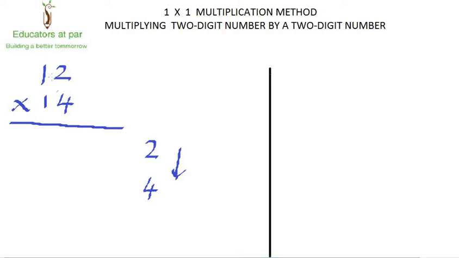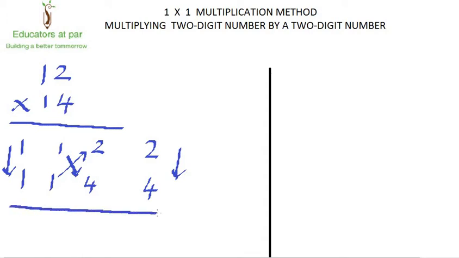And then we'll be multiplying the numbers at the tens place, that is 1 and 1 has to be multiplied, as a second step. Now the next step is we are going to multiply in a cross. What do I mean by that? I mean that you have to multiply the 1 and the 4. So let me write it. So this is my first cross, and the 2 and 1 again, which is my second cross. So we are going to multiply and write the answers.